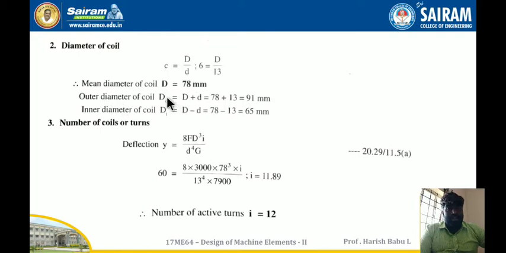So outer diameter D naught, capital D plus small d, I'm going to get as 91 mm. Inner diameter of the coil Di, that is capital D minus small d, I'm going to get as 65 mm.